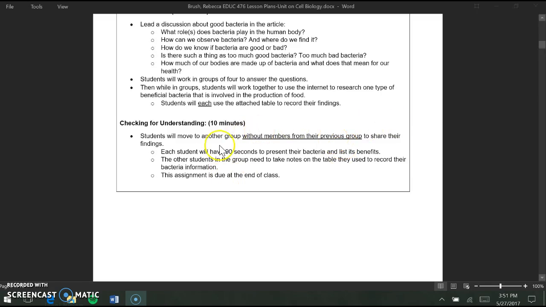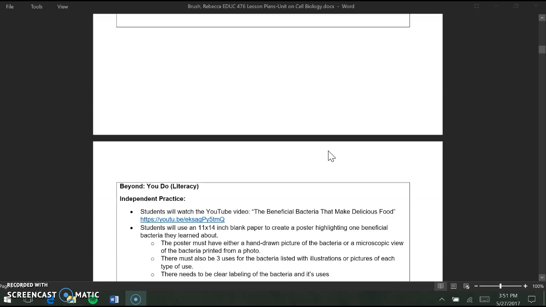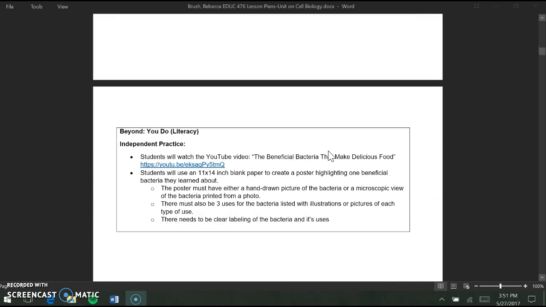And then to check for understanding, we moved to a different group. Students moved to a different group, but they couldn't have any members from the previous group. That way they're getting new information, new ideas. And then they did independent practice by watching the video independently.